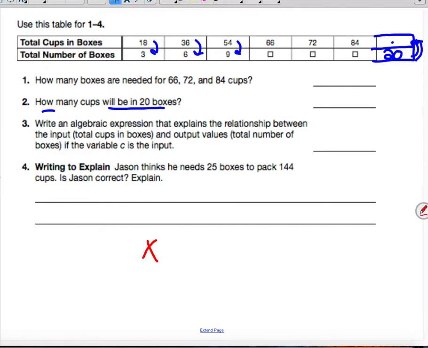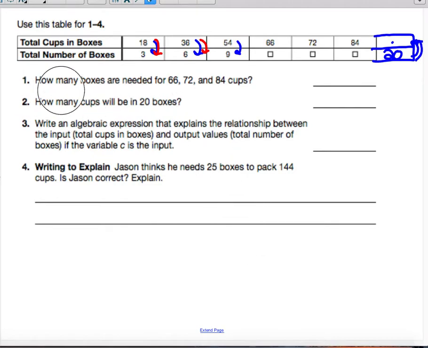What would we multiply 20 by in order to get the input number? Here's a hint. Whatever you divided by to get the answer going from the input to the output is what you're going to multiply by.